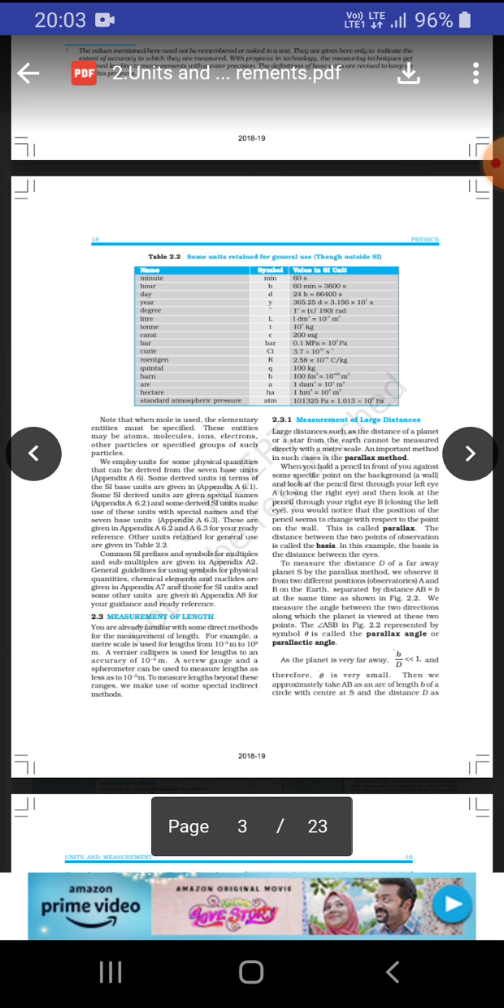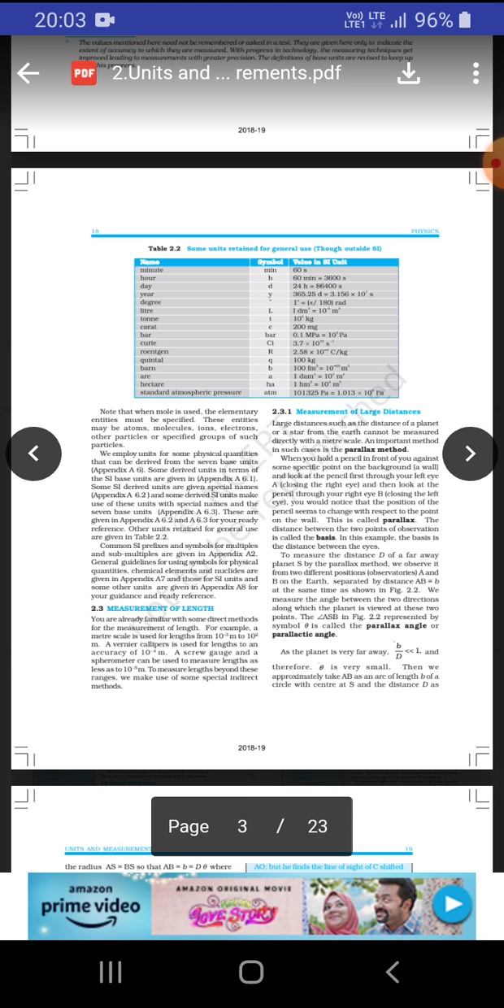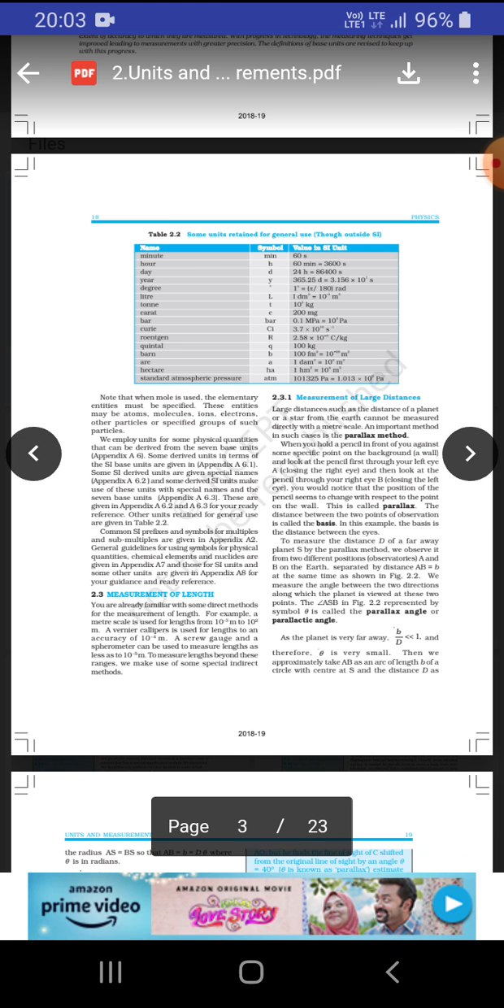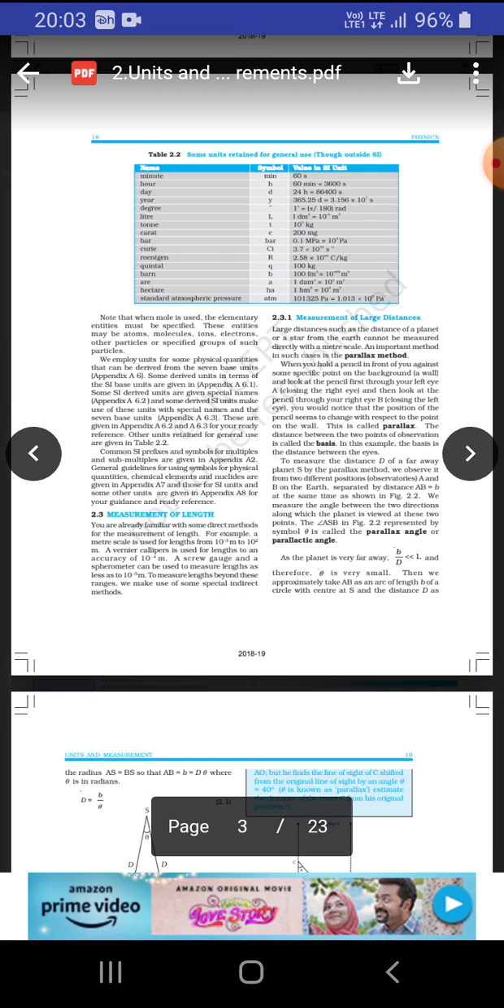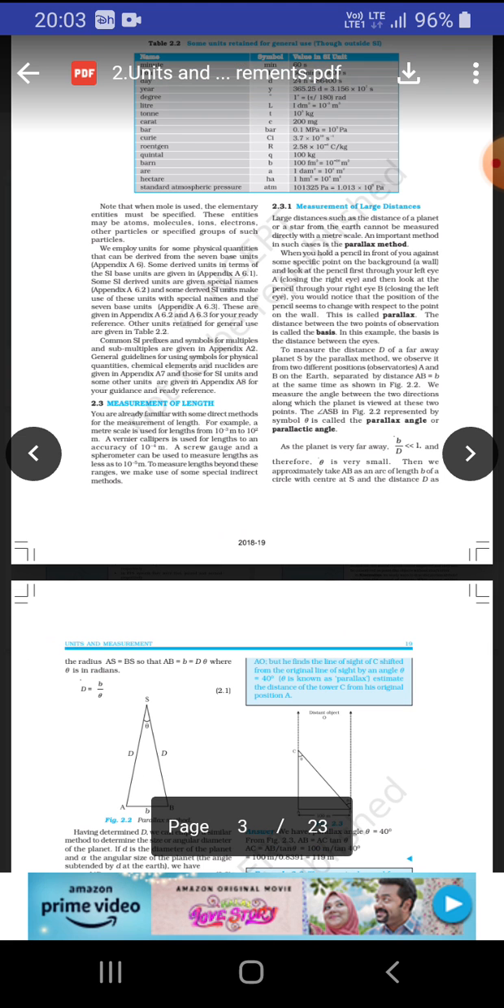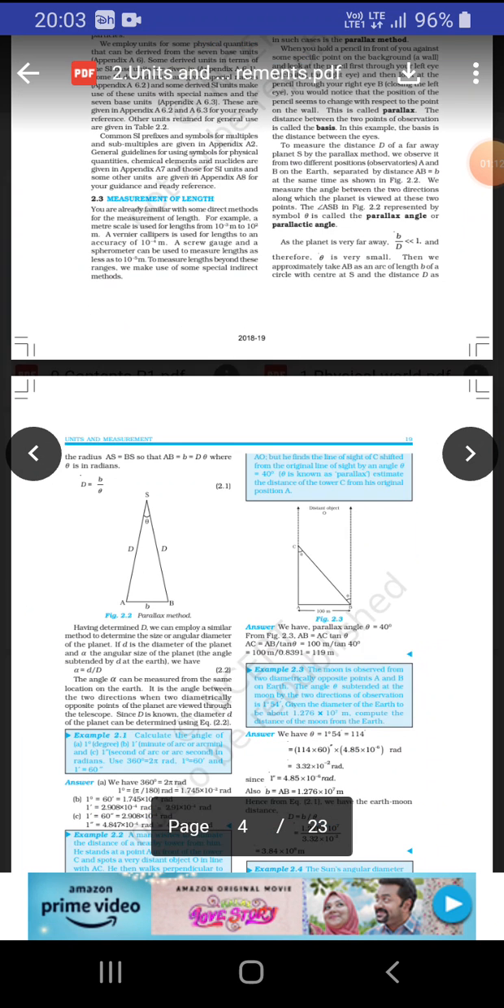When you hold a pencil in your hand against some specific point on the background, and look at the pencil first through the left eye A and then through the right eye B, you would notice that the position of the pencil seems to change. This is because of parallax. The distance between the two points of observation is called the basis, and the angle that we get is the parallax angle.